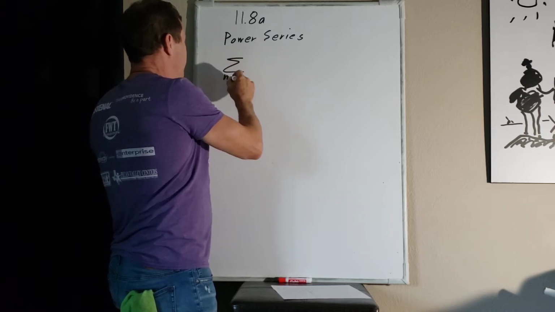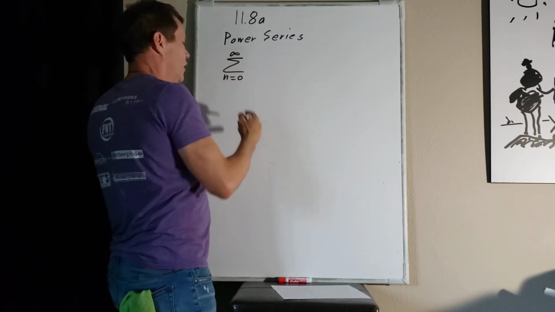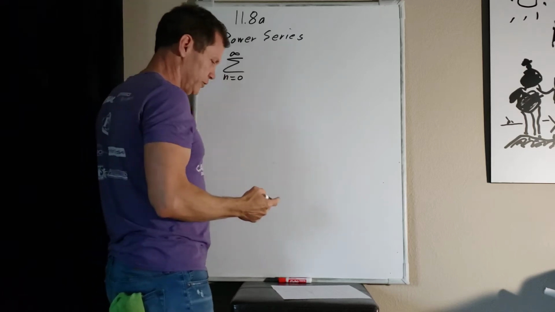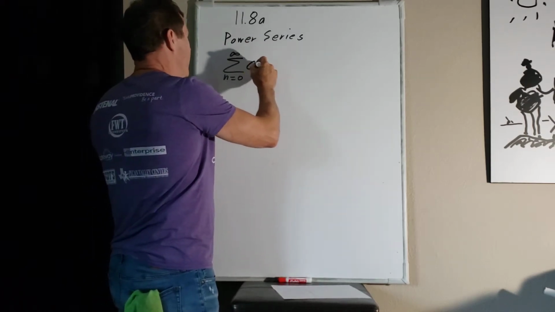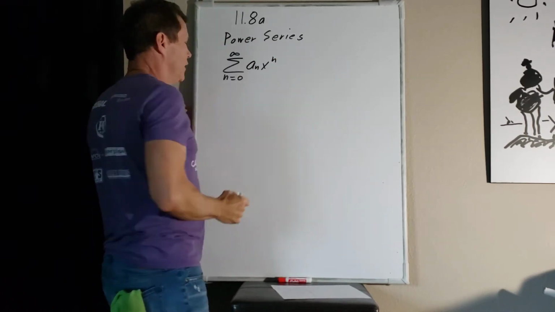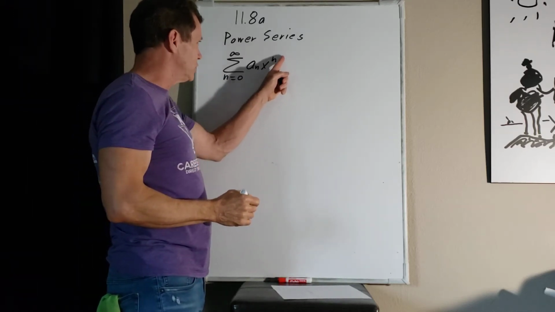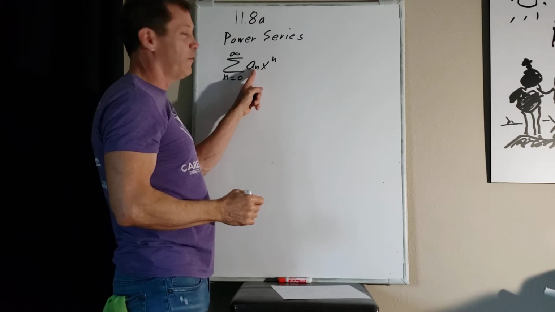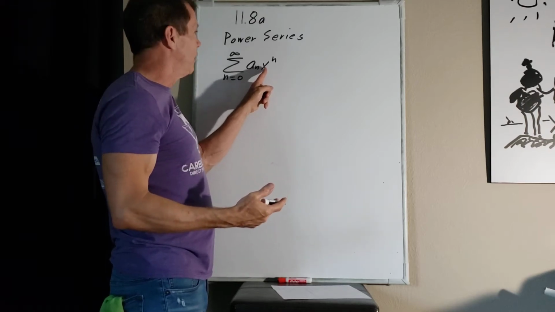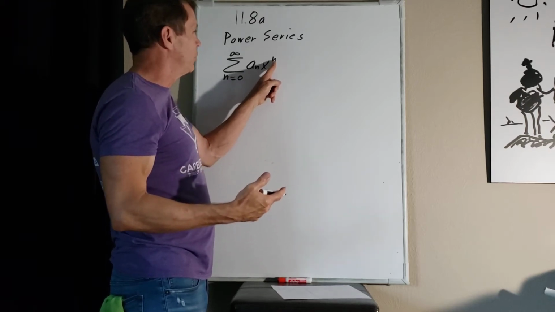Summation n equals, usually start at 0. You can start wherever, but usually on these we'll start with 0. I'll kind of show you why. a_n x to the n. Okay, so I've got a sequence piece. This whole thing's a sequence, but you'll have this part right here, that's going to be a constant times a variable to a power.